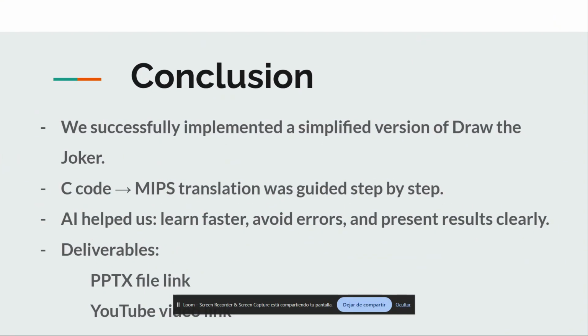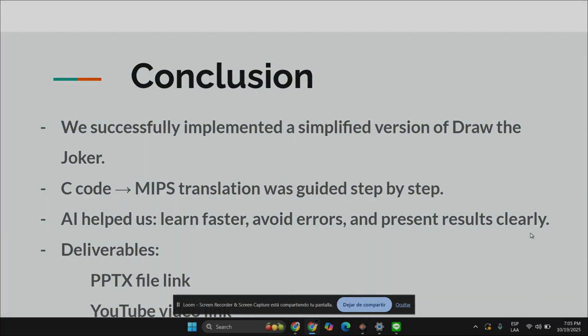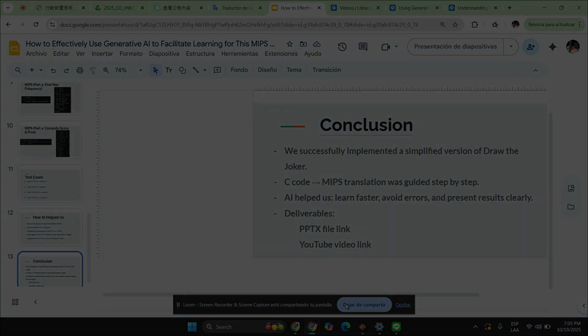And our conclusion is that we successfully implemented our version of Draw the Joker, that we developed the C code plus the MIPS code, and also explained everything through this video and all the slide content, and also provided the PPT file link and the YouTube video link. Also, AI helped us a lot in the learning process, learning faster, avoiding errors, and presenting results clearly. So it's basically that, and thank you for watching.